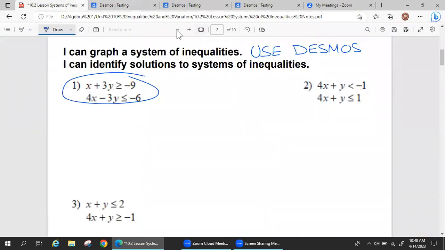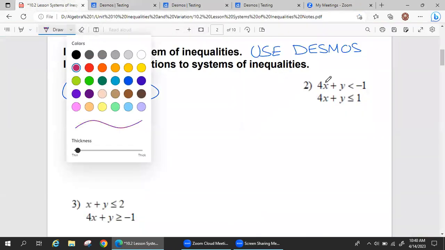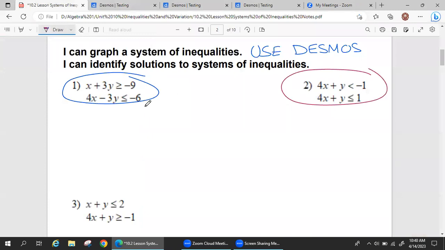So we can practice graphing these systems of inequalities just by putting the two of them into Desmos and finding the place where the shading overlaps. So again, you should pause here and graph those two inequalities.